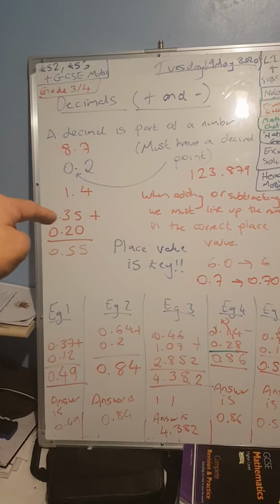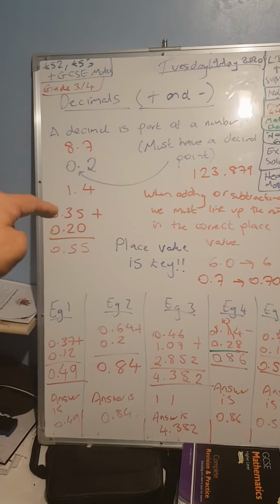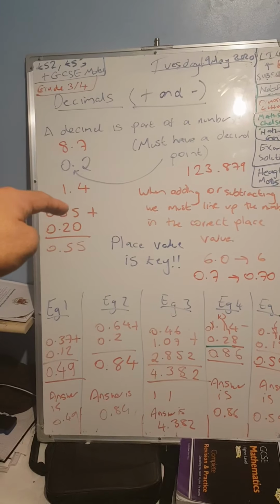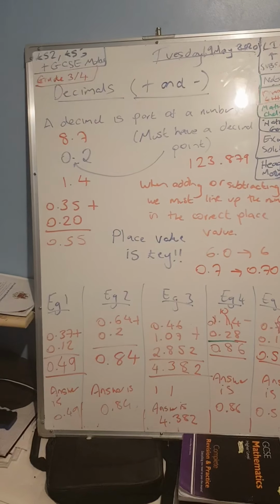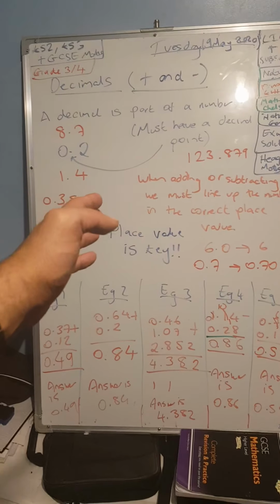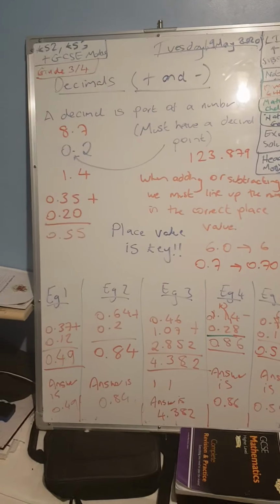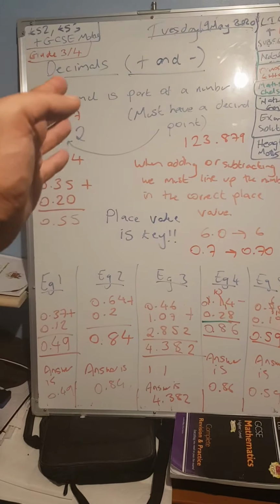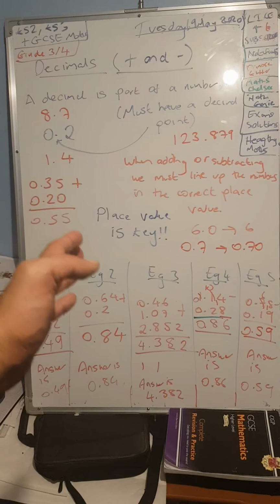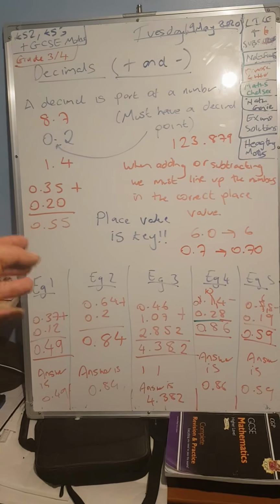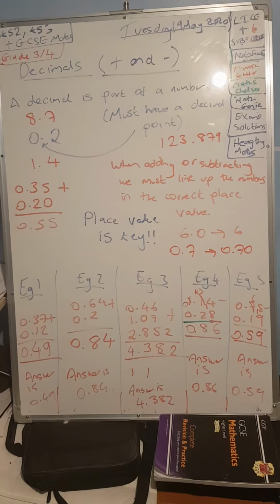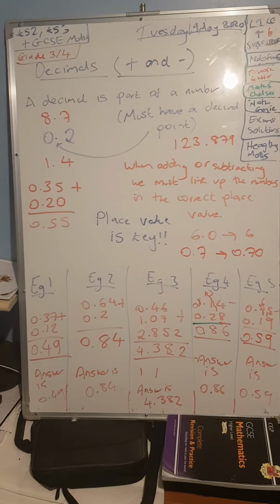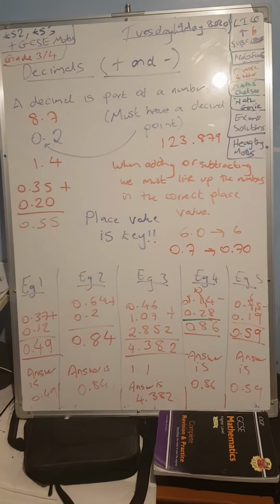So what I mean is 0.35: that's 0 units, 3 tenths, and then 5 hundredths. And then it's got 0 thousandths, and then 0 ten-thousandths, and so on and so forth. So we have to line all the tenths up, all the hundredths up, all the units up, and if we had tens, hundreds and thousands, we'd line those up too. So place value is key.